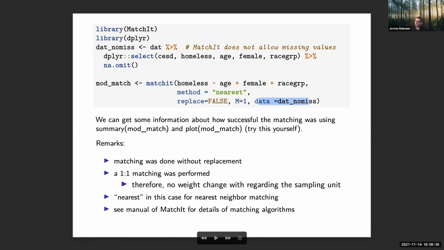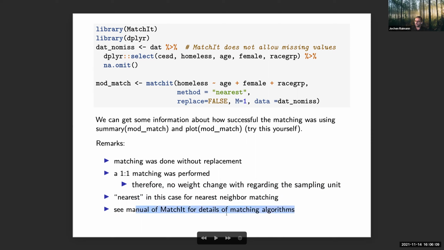That essentially comes here. So with summary and plot, you can compare now how successful the matching was. You can compute a table. Okay, remarks: matching was done without replacement. We'll talk about that. One-to-one matching was performed, therefore no change in the weights. So that is the matching weights. Nearest for nearest neighbor matching.